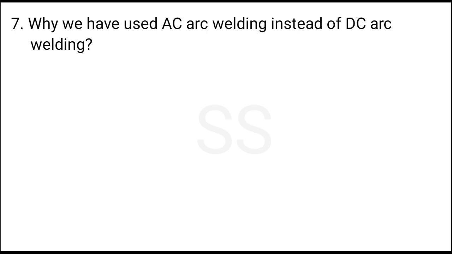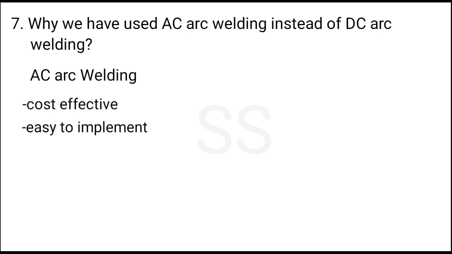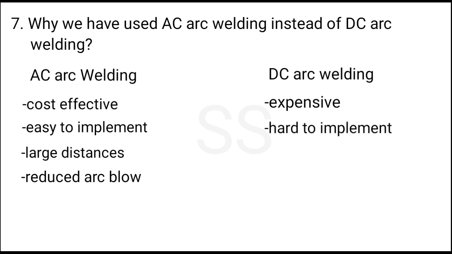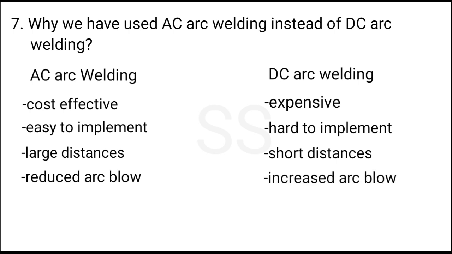AC arc welding offers several advantages over DC welding. AC arc welding is cost-effective, easy to implement, voltage drop in long leads is much less, therefore preferred over long distances, and there is hardly any problem in arc blow in AC welding. On the other hand, DC welding is costlier, hard to implement as it contains moving parts. Voltage drop is relatively higher, and therefore only short cables are used. Also with DC, there is always a fear of arc blow unless proper connections are maintained.